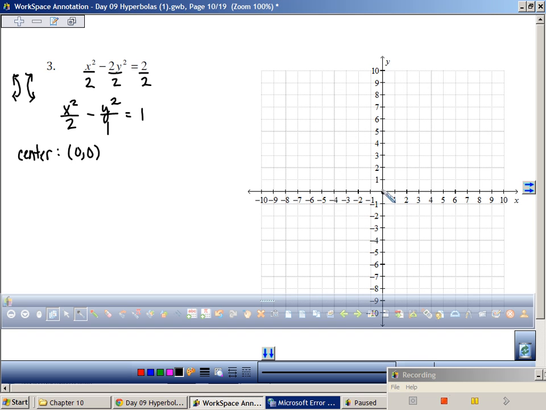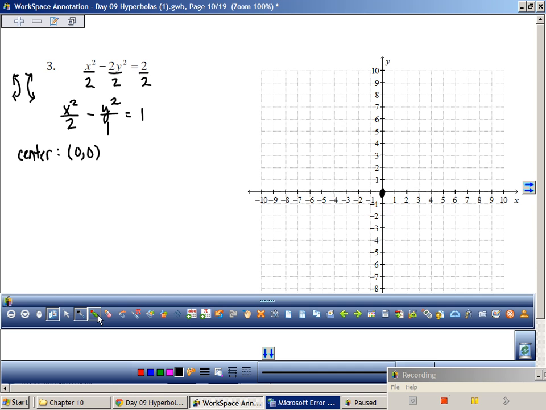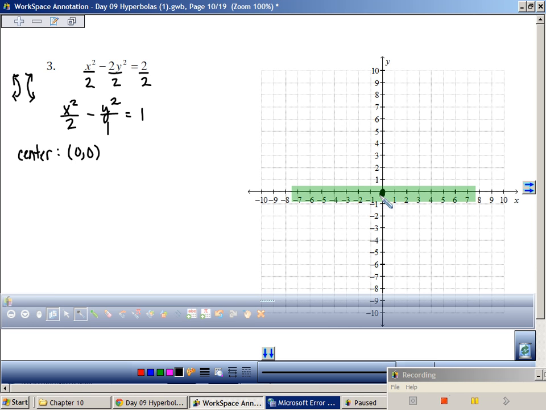So let's start at our center. My transverse axis is going to be horizontal. Might as well get that in there. How far out am I going to be going? Not 2. This one's a little tricky. Radical 2. Exactly. Which is kind of funky, right? It's between 1 and 2, so like here and here.